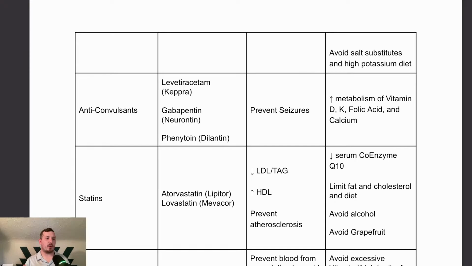So, if my kidneys are already retaining more potassium, I don't want that salt substitute because it's just going to add more potassium. The same would go for a high potassium diet. I don't want to pack on fruits and vegetables like crazy because if I'm already retaining too much potassium, if I eat a high potassium diet, I'm just going to retain more potassium. It's no good there.